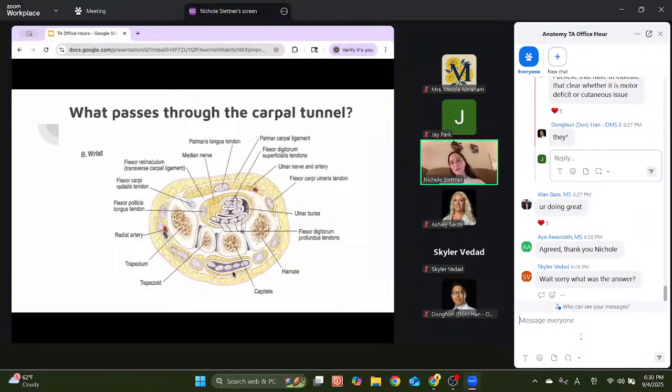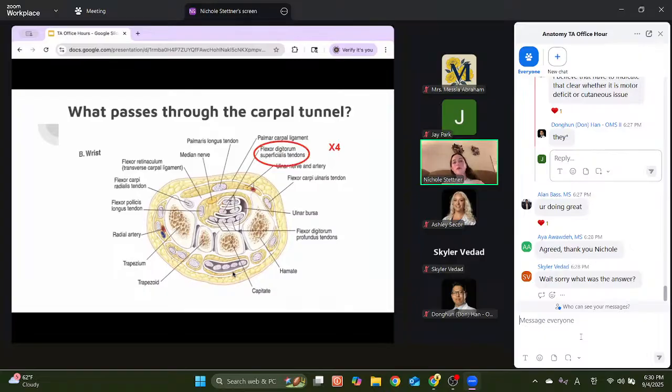Yay, now we're talking about the carpal tunnel. If it's not the first, it's like the second most common hand surgery, I think. So let me just, I think we have slides.